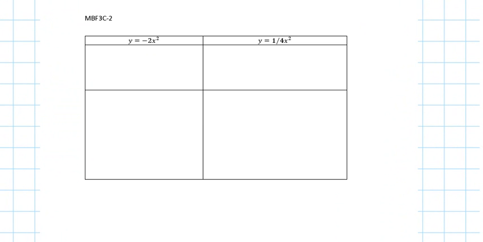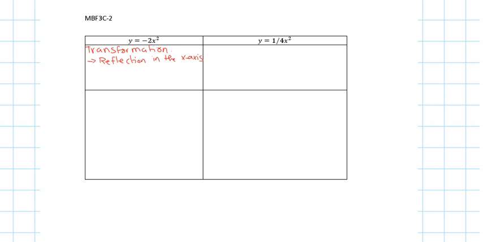So y equals negative 2x squared. To state the transformation, what are you going to tell me? There is a reflection because it's negative, right? So we're going to say reflection, where? In what axis? In the x-axis. This is what I would like you to write.